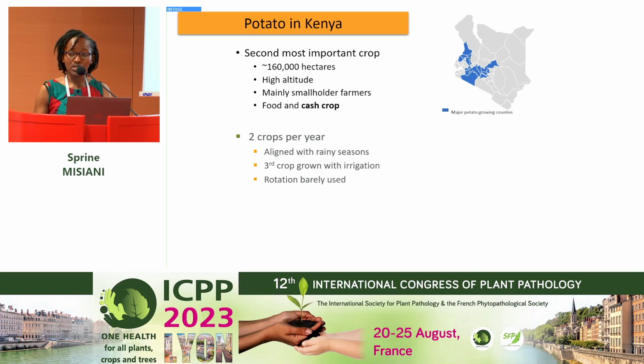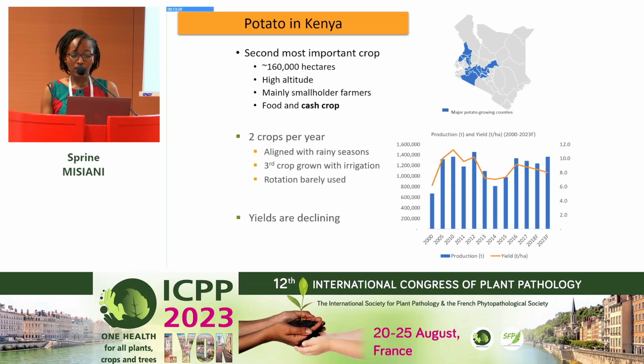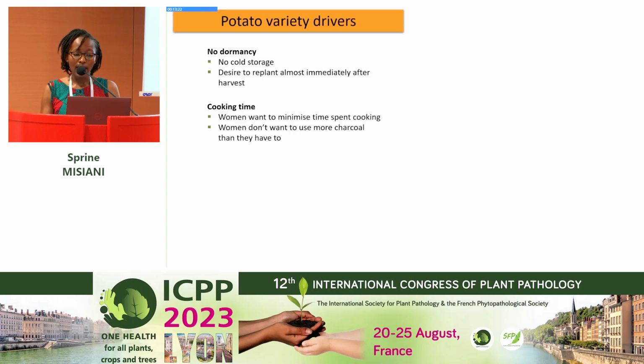So potato is considered the second most important crop in Kenya. And with that in mind, it's mostly farmed by small-scale farmers. And it's always cropped year in, year out, according to the rainy seasons that we have. And we normally have farmers who don't do crop rotation. So that's kind of a problem for the potato industry. And over the years, we've seen that the yields are actually declining. Some of the factors farmers consider while choosing potato varieties are short dormancy, and potatoes which can cook fast and have a good taste.